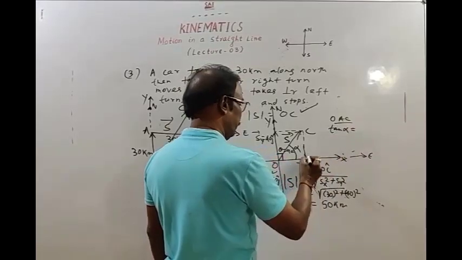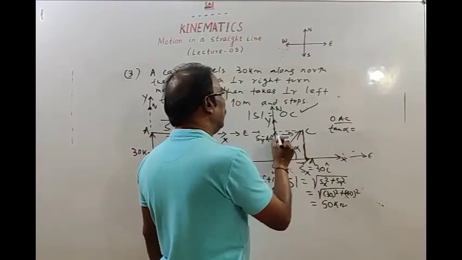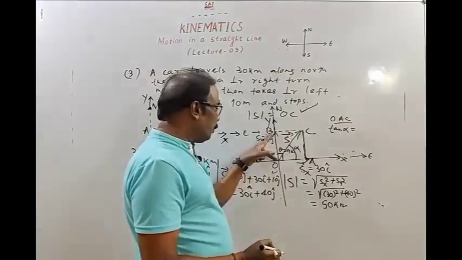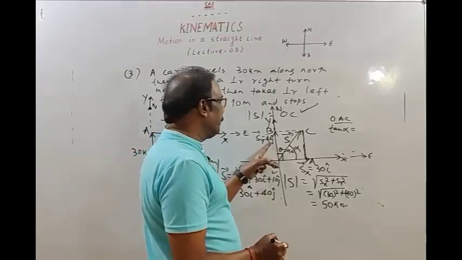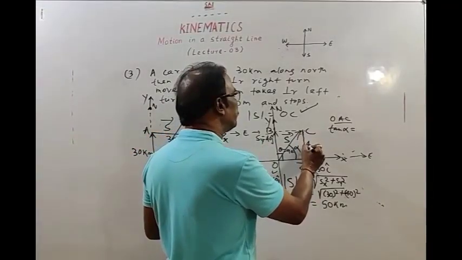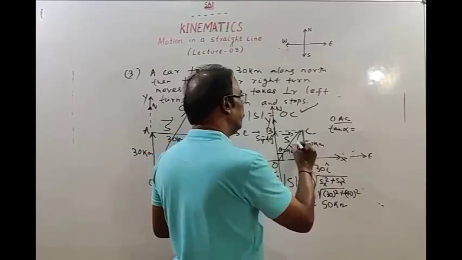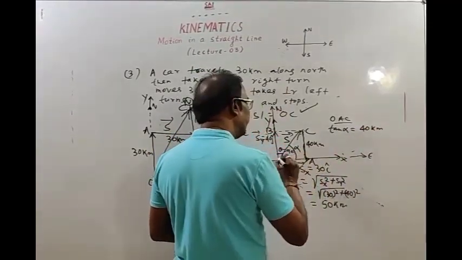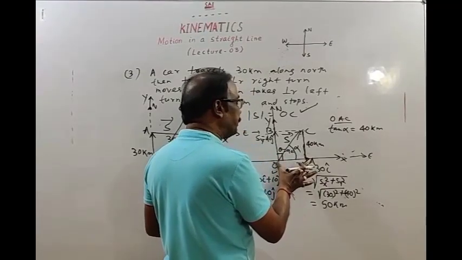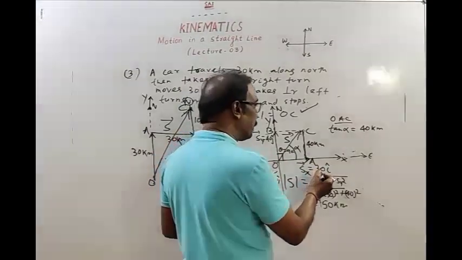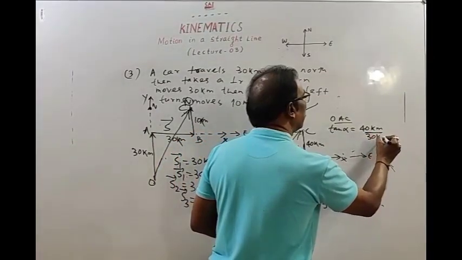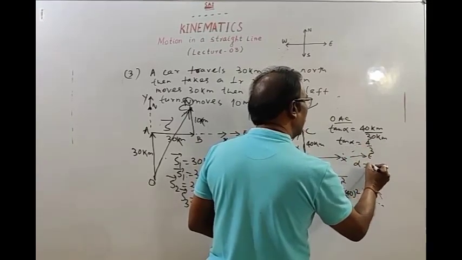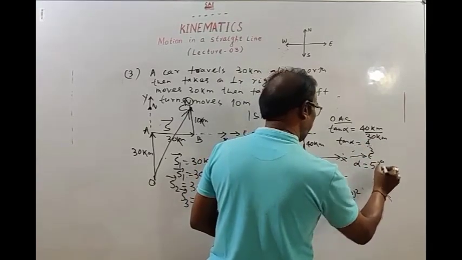Tan alpha is perpendicular AC. Let this point be B. Length of OB is equal to length of AC. Length of OB represents magnitude of 40 km, so length of AC also represents magnitude of 40 km. So perpendicular is AC, magnitude represented by AC is 40 km. Then base is OA, magnitude of displacement is 30 km. 40 km divided by 30 km. So tan alpha is 4 by 3, and as you know, alpha is 53 degree.